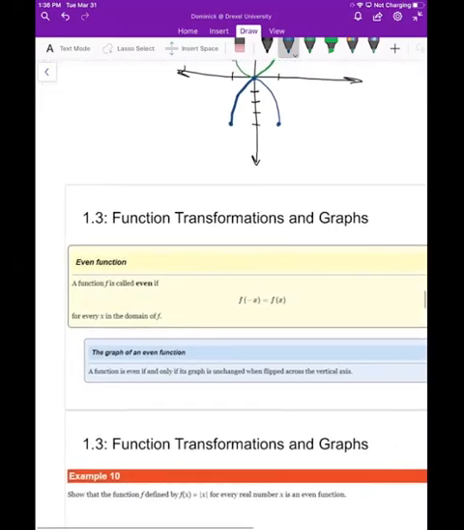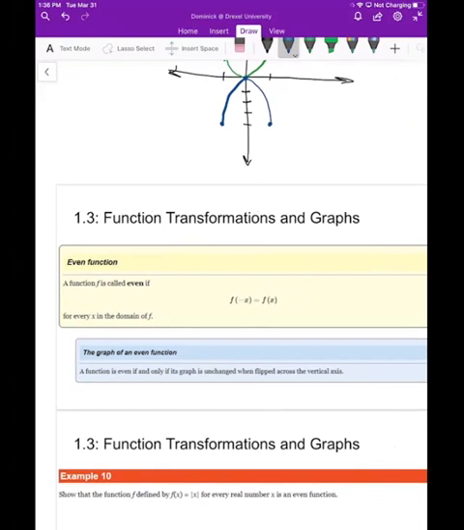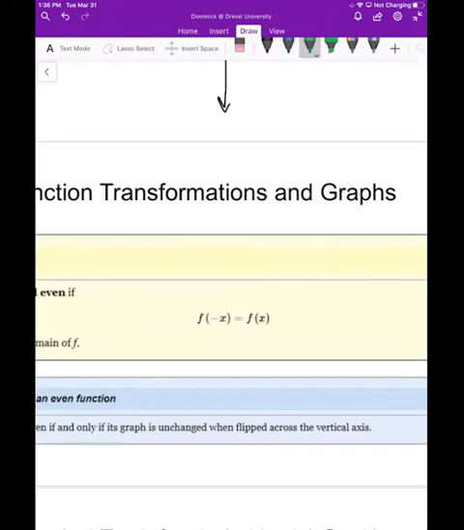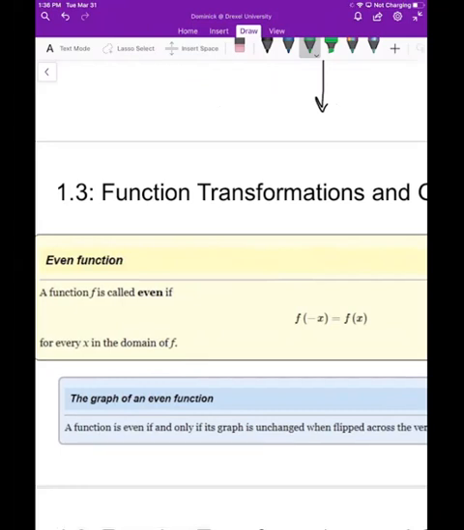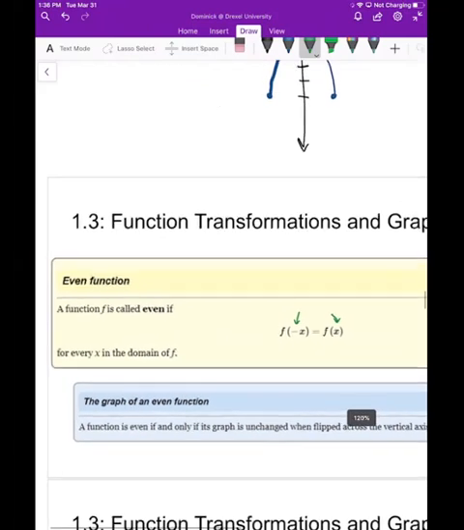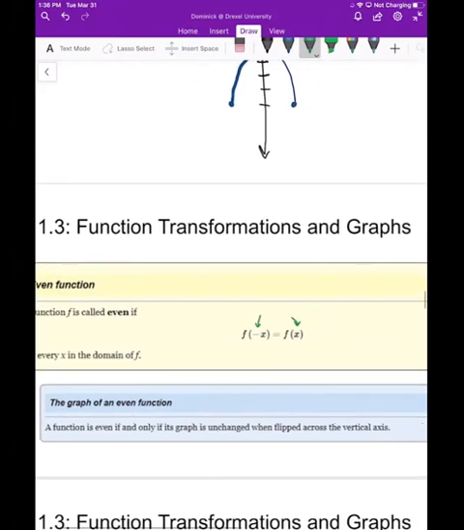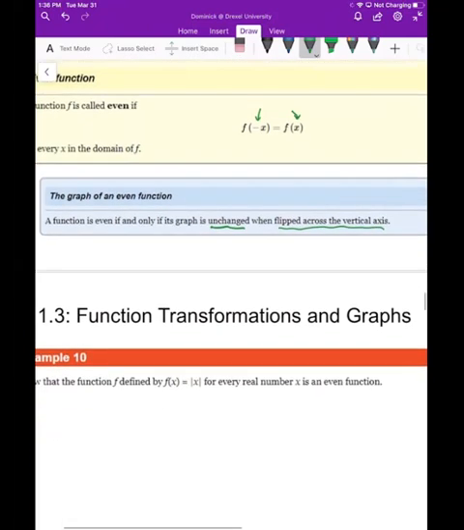And now we can talk about an application of a bunch of these function transformations, and that's the idea of identifying an even function, or at least the first one is identifying an even function. And what this essentially means is that if I replace x with -x, I'm going to get the same thing back. All right. Or another way you can think of it is that a graph is even if it's the same thing when you flip it across the vertical axis.